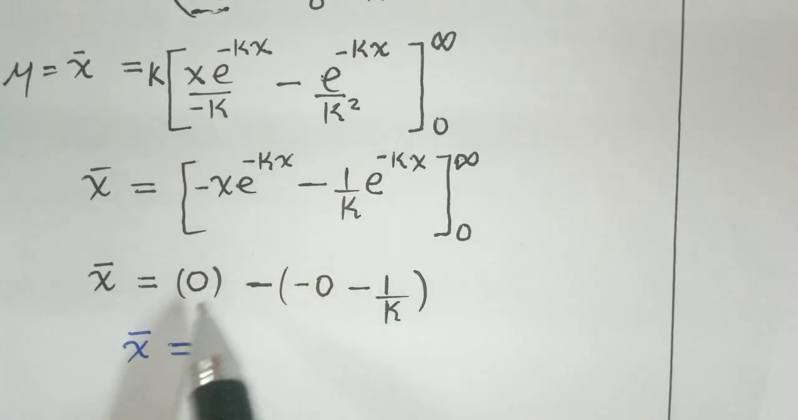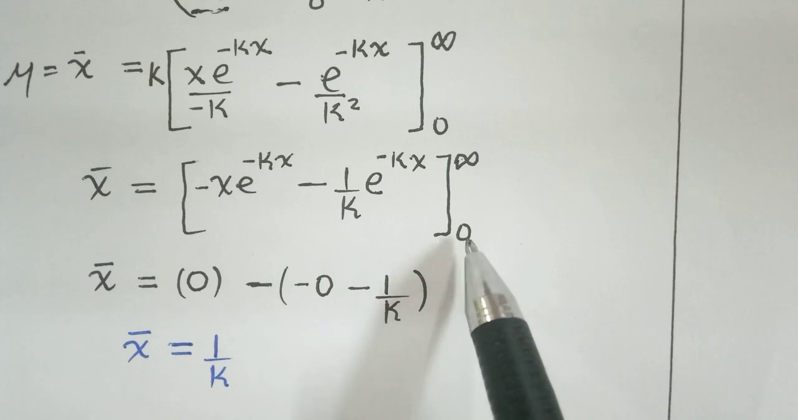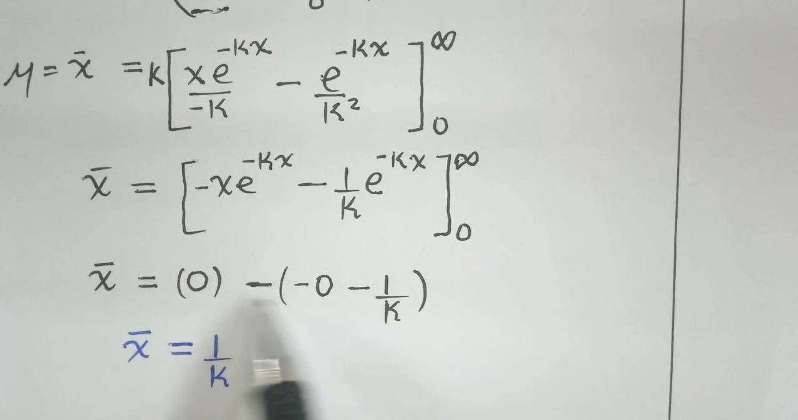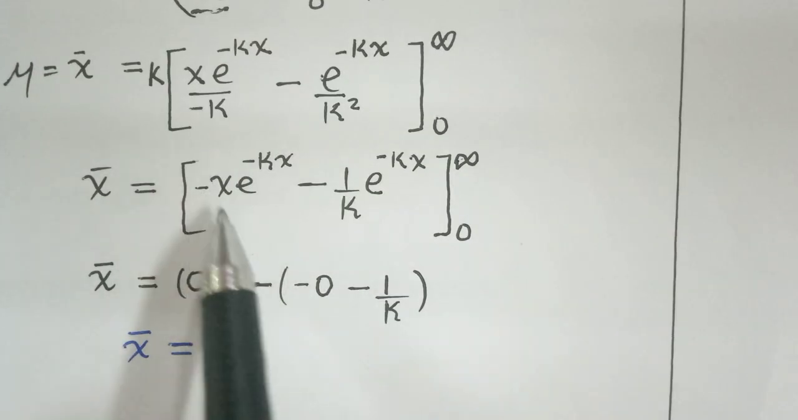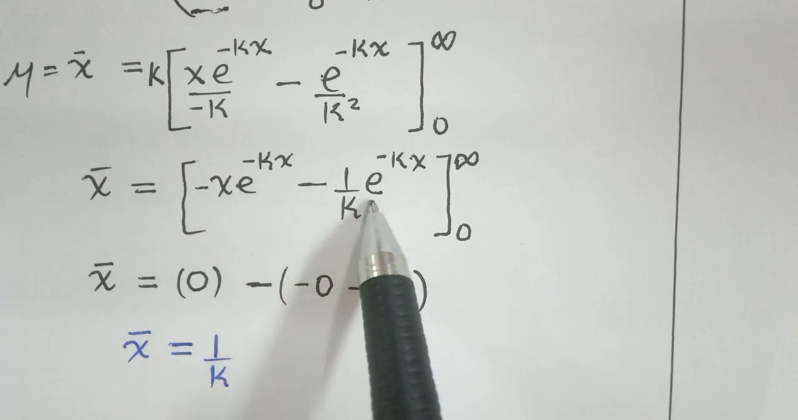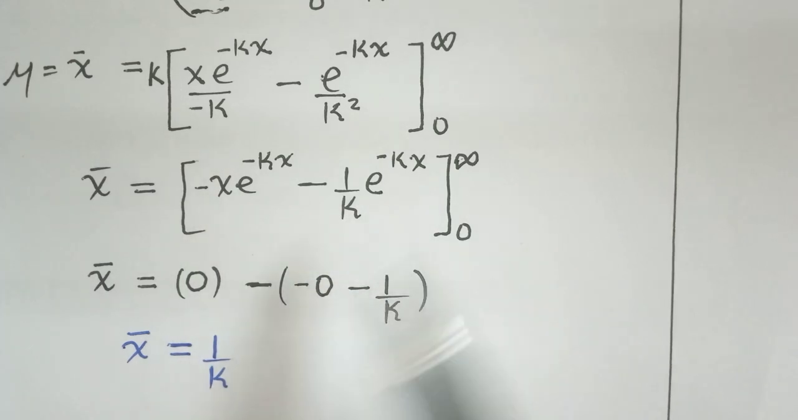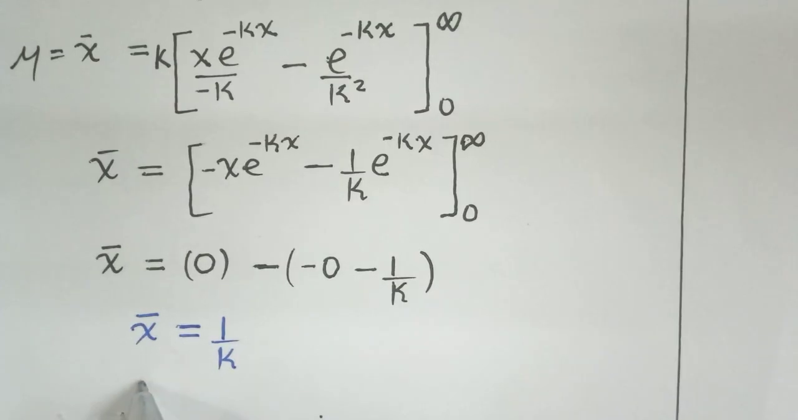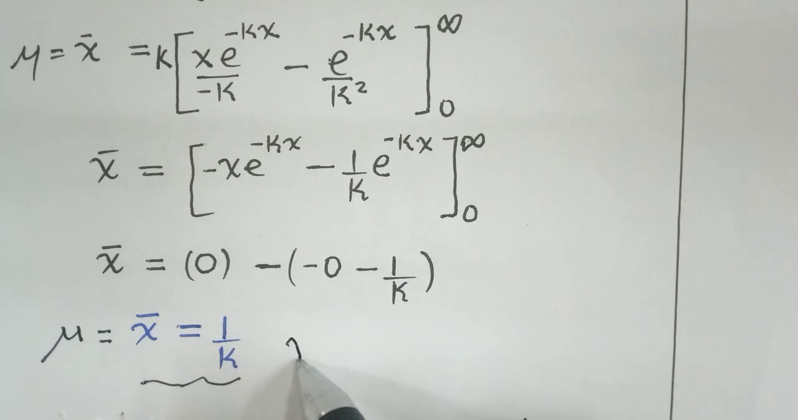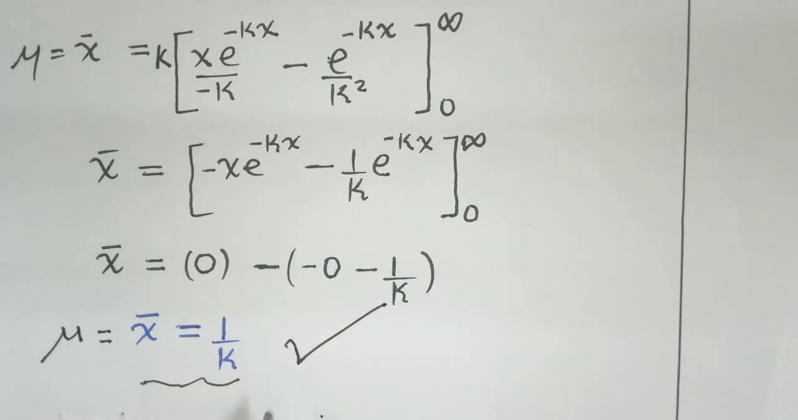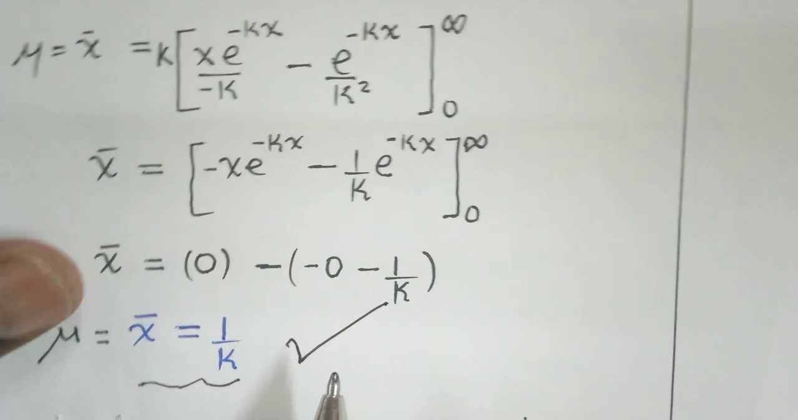So the infinity now brings 0. When we replace with 0, for the minus, after minus, we shall get this one as 0, but this one now you're going to have minus 1 over k. So finally our value for mean is this, and we have said it can also be written as mu. So this is our value for the mean.